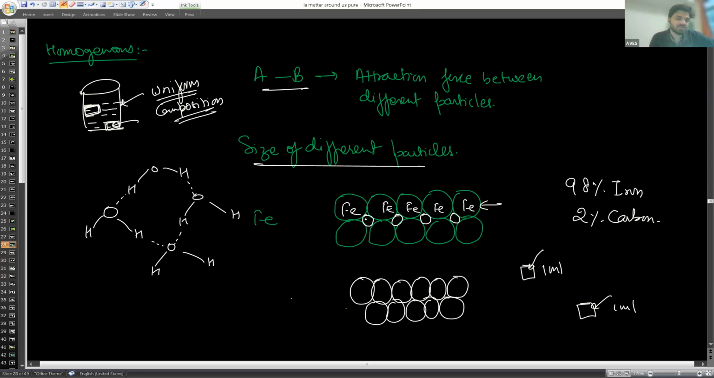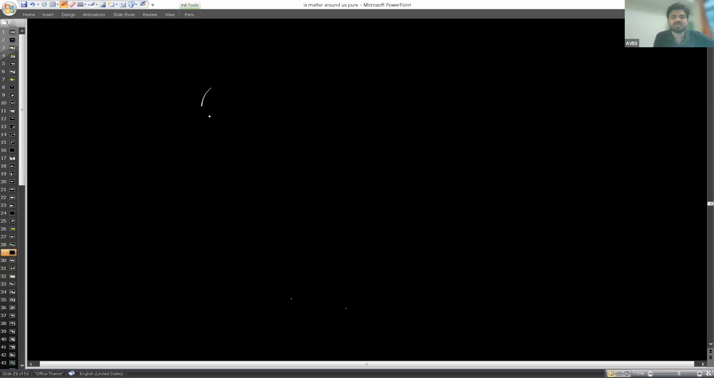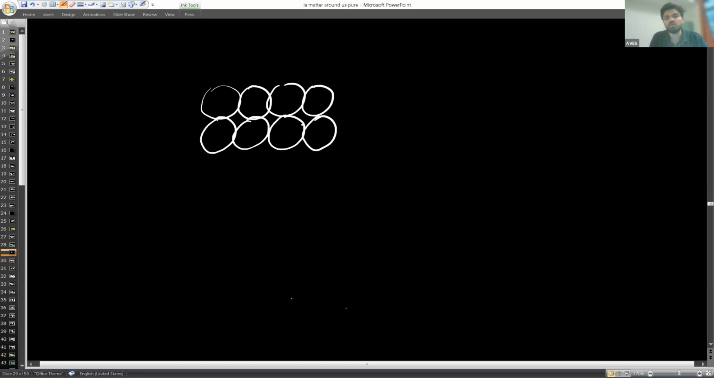Let me explain why we make these homogeneous mixtures. What is the benefit of making mixtures or alloys? For example, these are the iron particles, attached in this arrangement. On using heavy loads, for example a train moving over it, they can shift their arrangement this way.